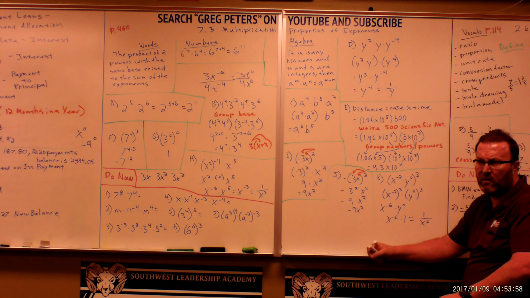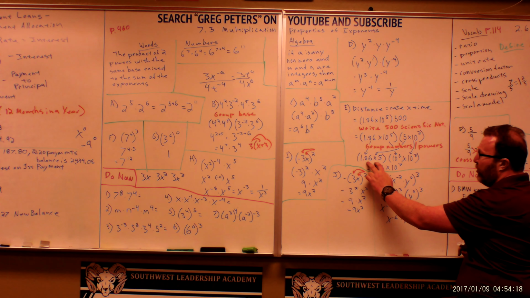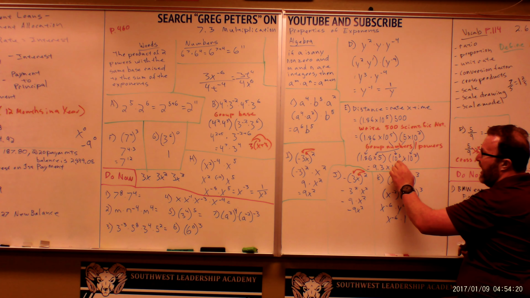So now we have these both in scientific notation, right? So now we're going to group them. We're going to group these two numbers together, the 1.86 and the 5. Now we're going to group the exponents, 10 to the 5 and 10 to the 2. Here we're doing the same thing. We're just adding: 5 and 2 is 7. 1.86 times 5 is 9.3. We're done with the problem. Any questions? No. Let's talk about the do now.